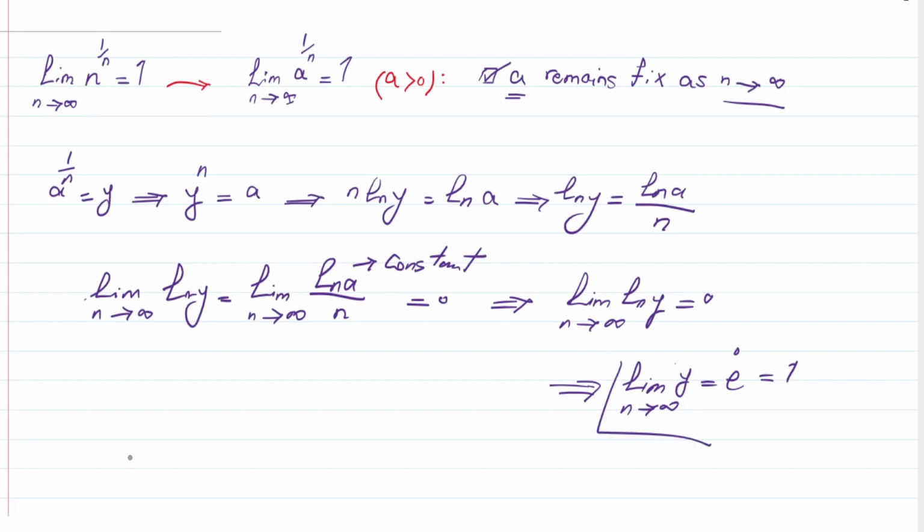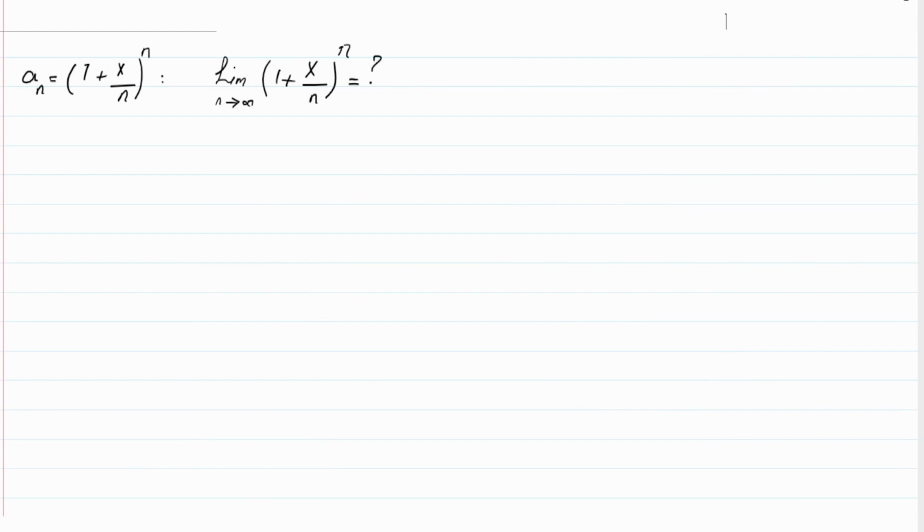So we prove that for any positive number, the limit as n approaches infinity of a to the power of 1 over n is equal to 1. Now let's try another example and find the limit for this sequence: a sub n equals 1 plus x over n, raised to the n.